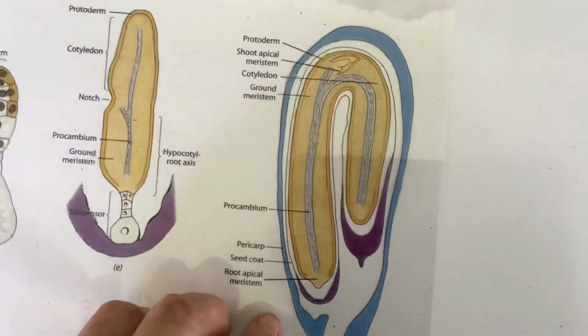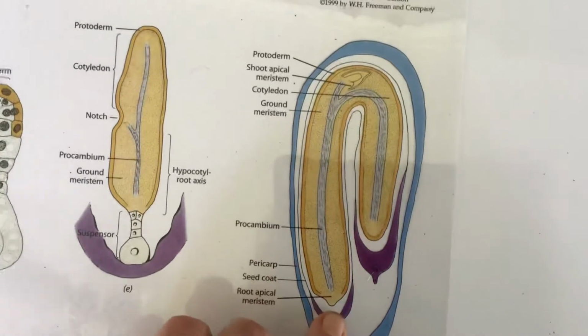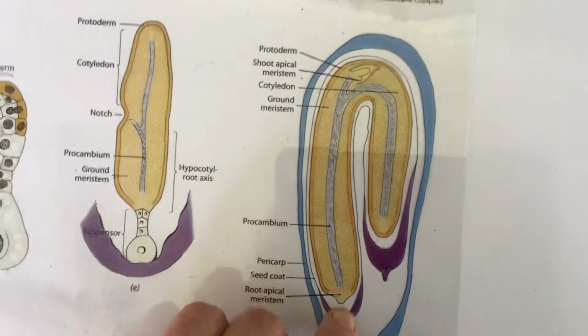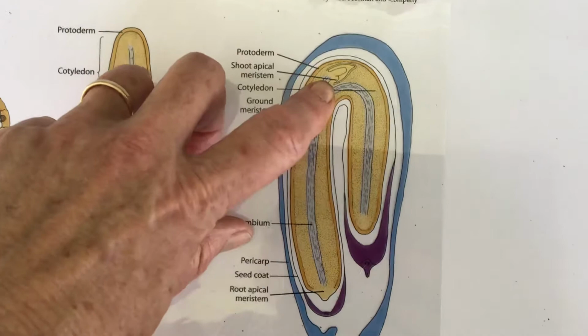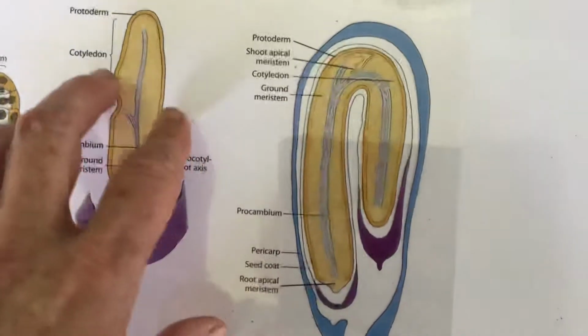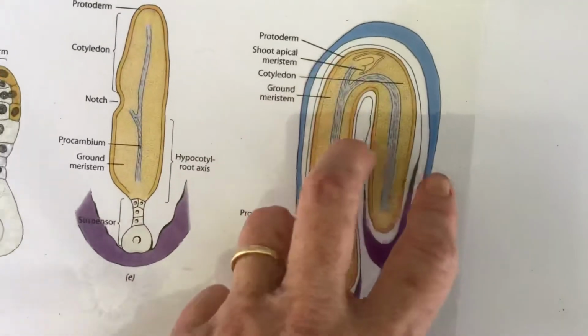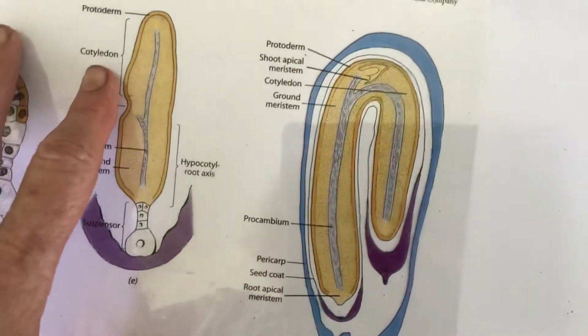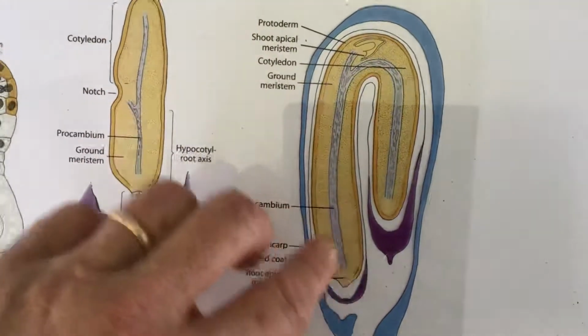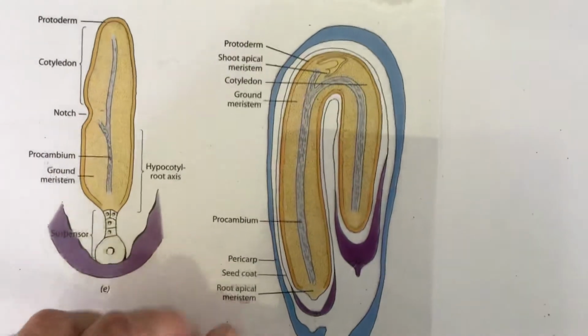And what I will have at the end is a root apical meristem, and a shoot apical meristem, which would be up there. And then I'm going to have the cotyledons coming off of that. Usually there's two; this one's just showing you half of it. And then I have the central axis, which is the procambium, that's eventually going to become the vascular system.